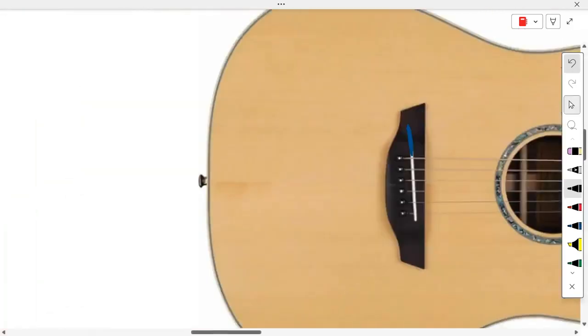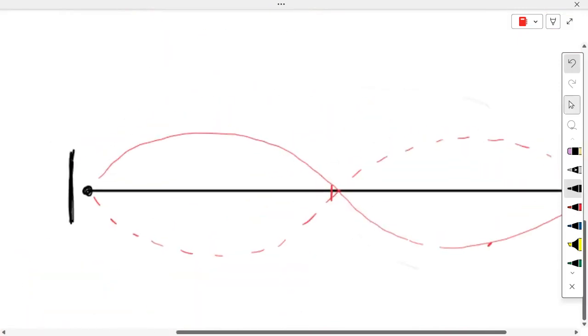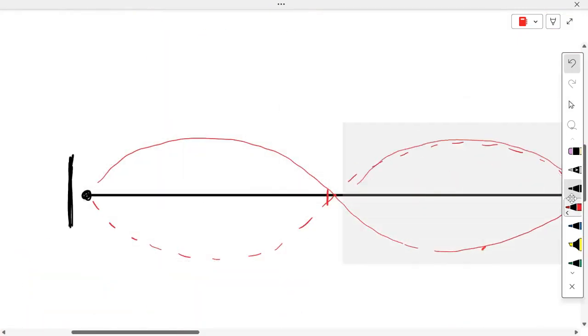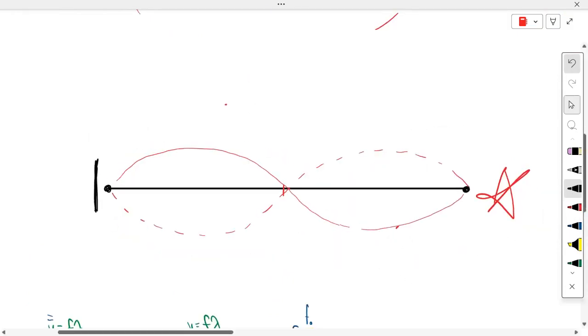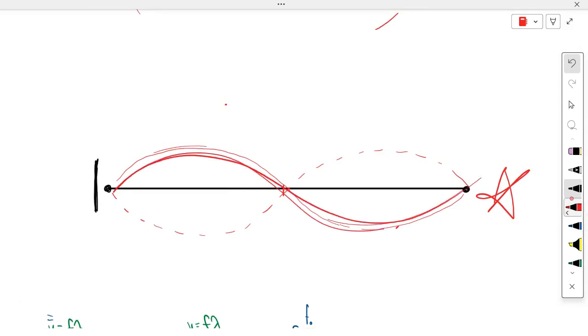What I've done is created a node at that location, and then the whole string will oscillate. And what we get is the same double frequency that you heard before. So watch, I'll do it very carefully.